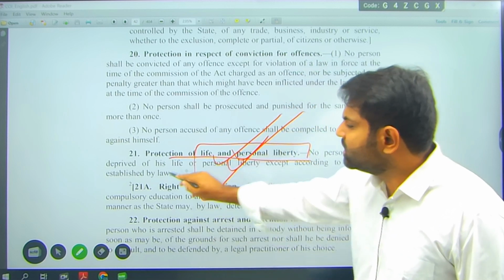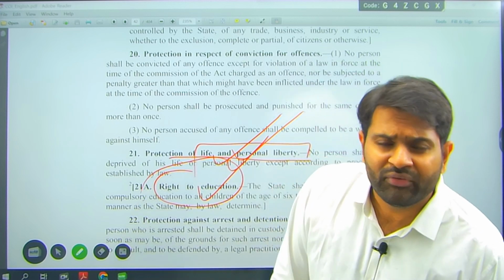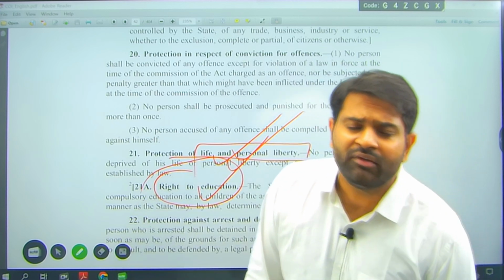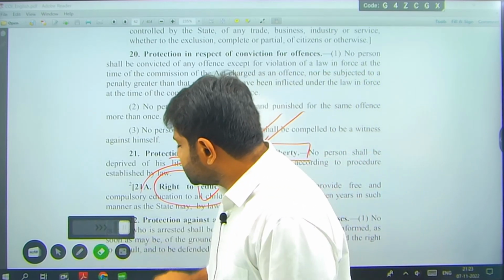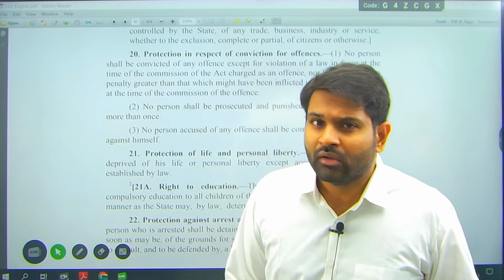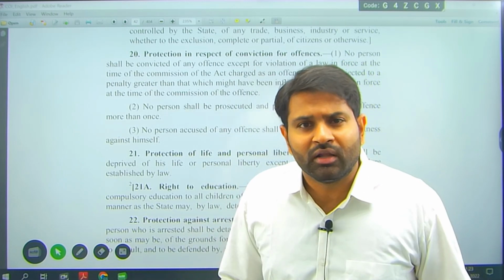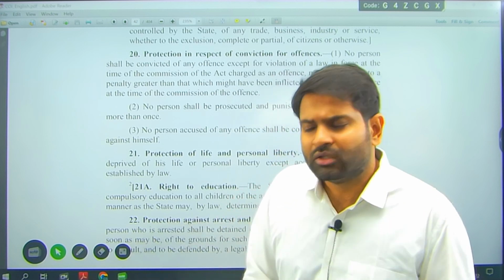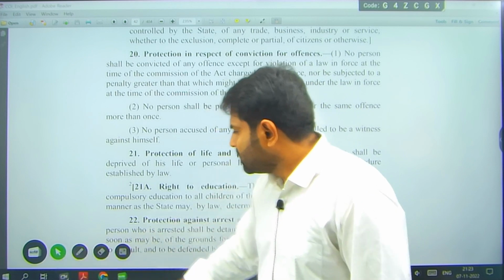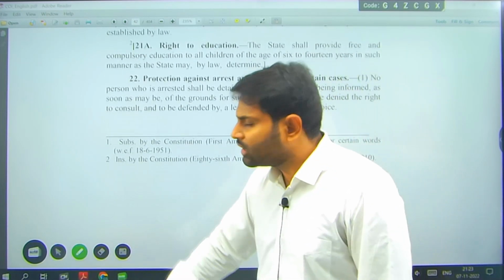Article 21A is about right to education, right to free and compulsory education. If you find any child roaming on the roads, throw him in the school. Compulsory education, he cannot say, no, I don't go to school. No, I have a choice, I will not go to school. No, you don't have a choice. India is a poor country. In a poor country, you cannot be impoverished by not giving education. You have to get education. Free and compulsory education for children of age 6 to 14 years is there in Article 21A.